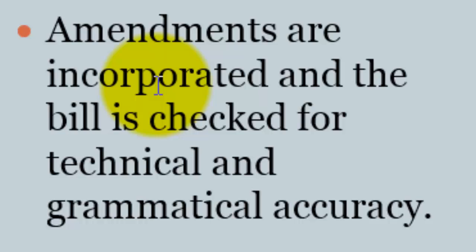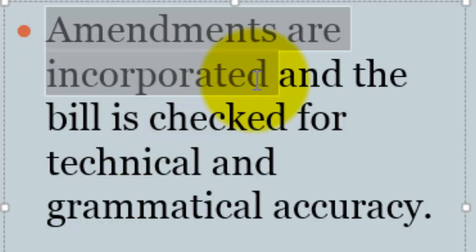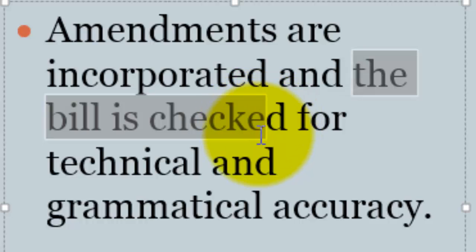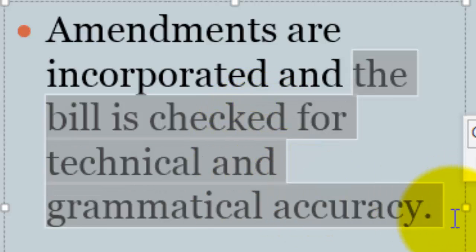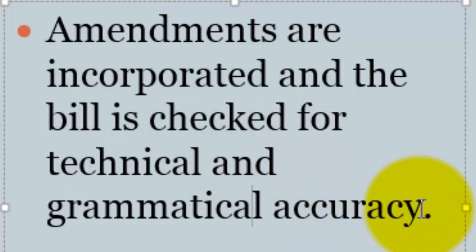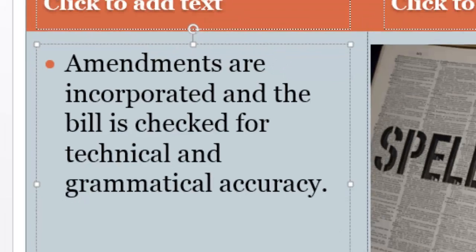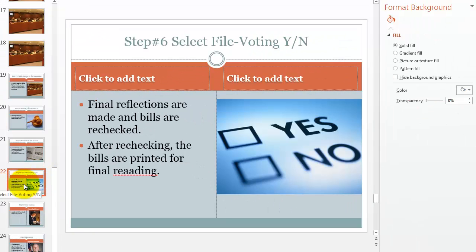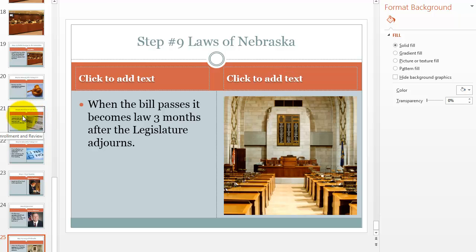So enrollment and review. Amendments are incorporated, so that's one of the steps, and the bill is checked for technical and grammatical accuracy. So you're talking about two things here. You can definitely further elaborate on what you're talking about here. And when you do that, you can actually show an example of actual amendments. If you can get your hands on the document, a photocopy or picture of documents that are actually checked for technical and grammatical accuracy, it's a really good way to visually support what you're talking about. But it's going to be pretty tough to find pictures or examples like that. So go through the same thought process for the remaining steps, and you definitely should expand each slide.